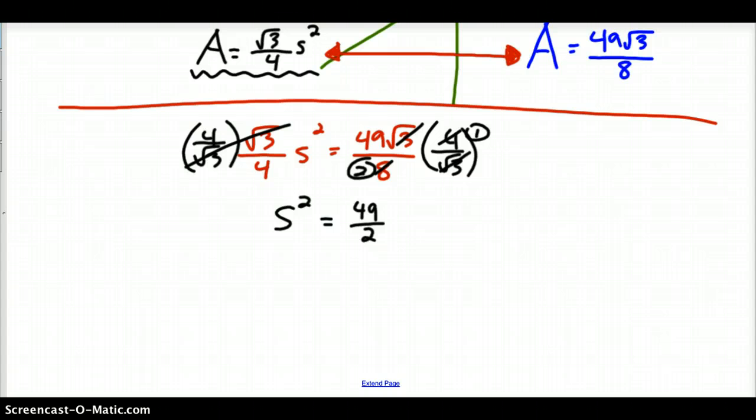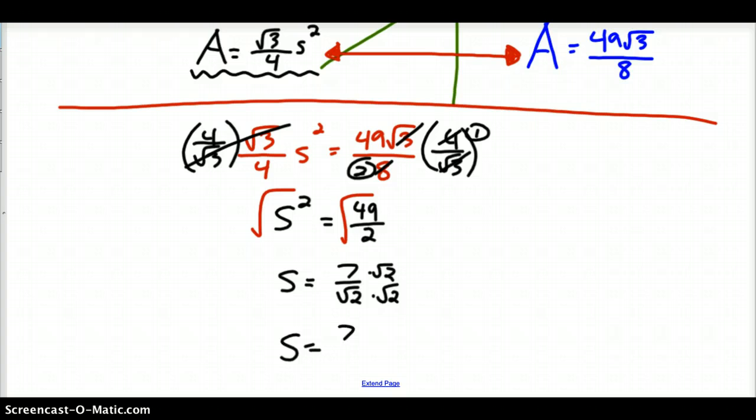Okay, and if I want to actually solve for s here, I'm going to take the square root of both sides. When I do this, I end up getting s equal to 7 over radical 2. Again, I have to rationalize the denominator here. I cannot keep a radical in the denominator, so I will multiply both the top and the bottom by radical 2. I find out that my side length is going to be equal to 7 radical 2 over 2. And so that is my answer for my new side length.